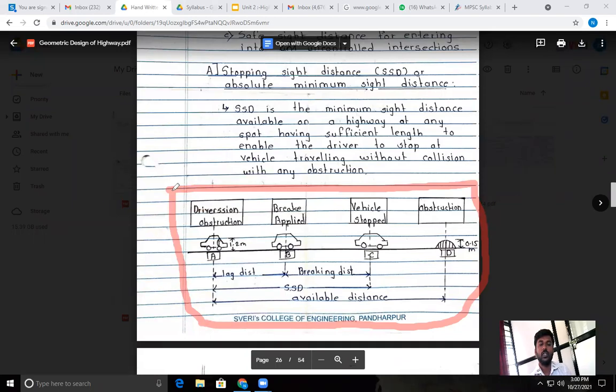The figure shows that the SSD is divided into two parts: lag distance and braking distance. Okay. Draw the figure side by side. I will explain what the figure indicates.